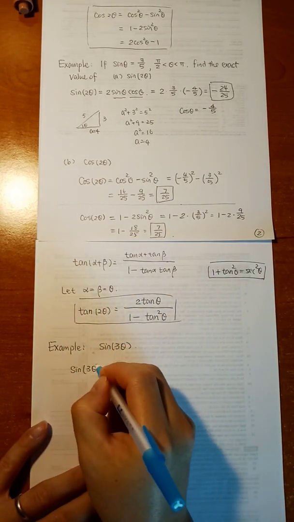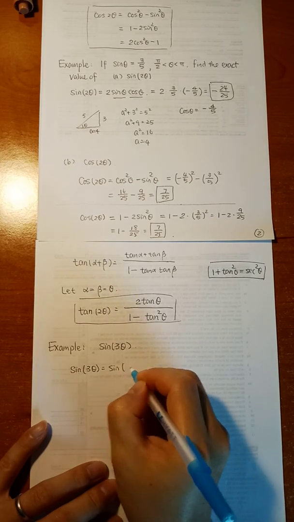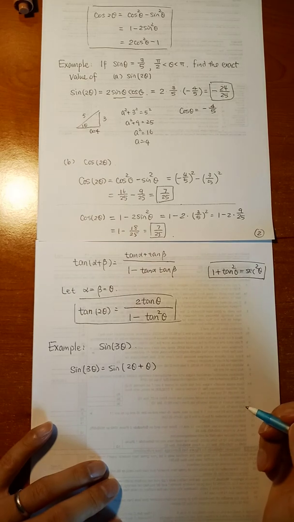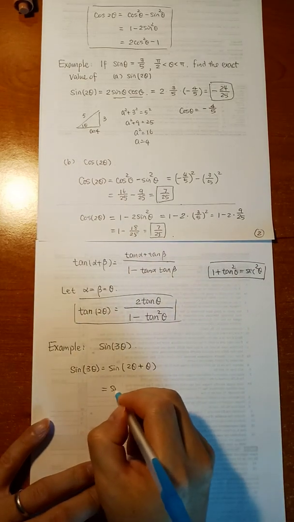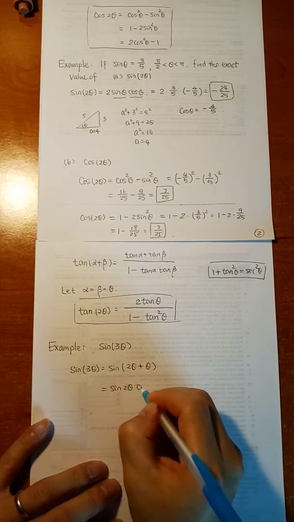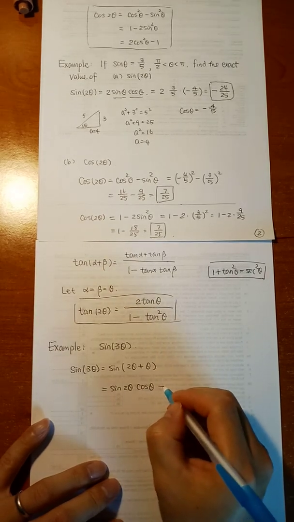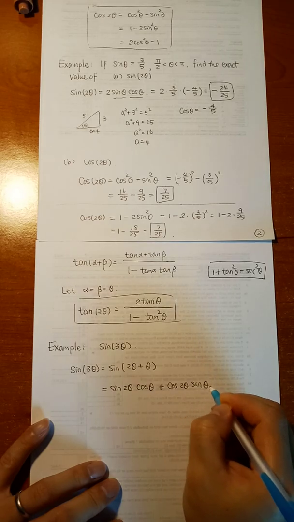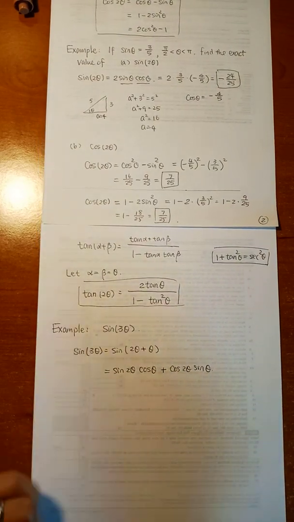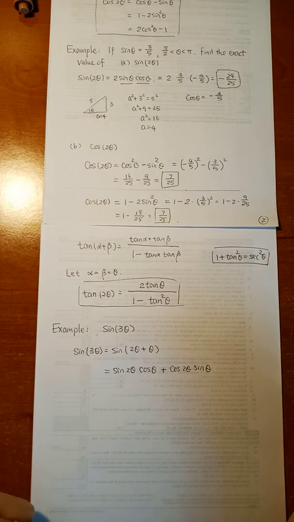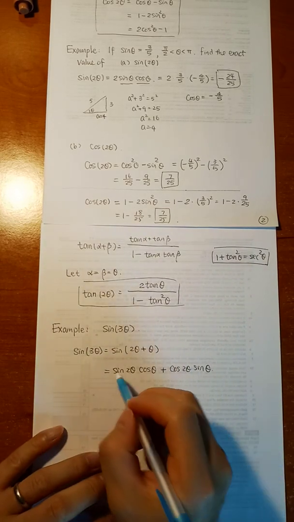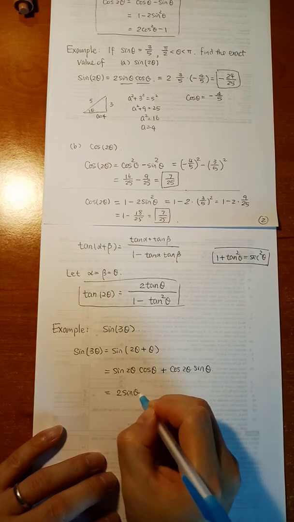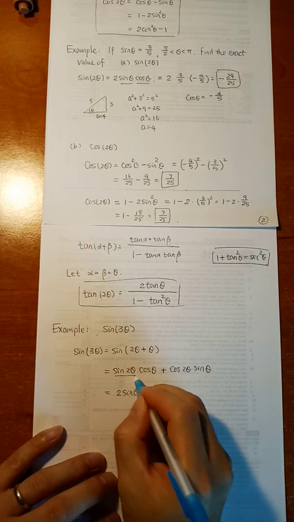Sine 3 theta, let's consider it as 2 theta plus theta. We still need the sum formula. So it's sine 2 theta cosine theta plus cosine 2 theta sine theta. The sum formula for the sine. And sine 2 theta, we know, is 2 sine theta cosine theta.